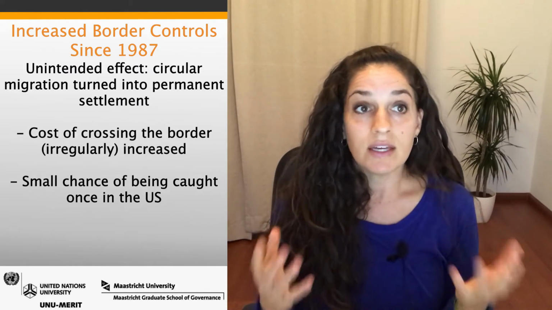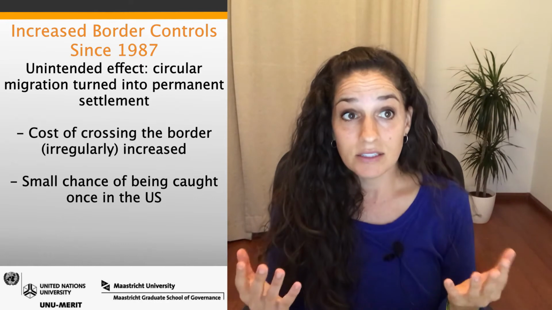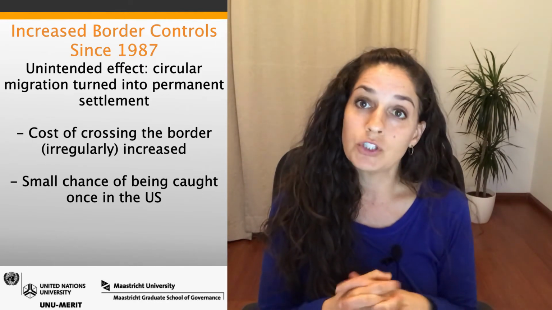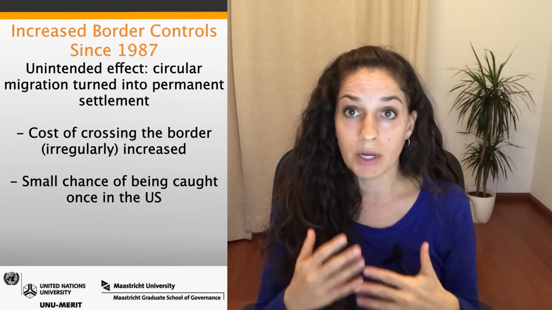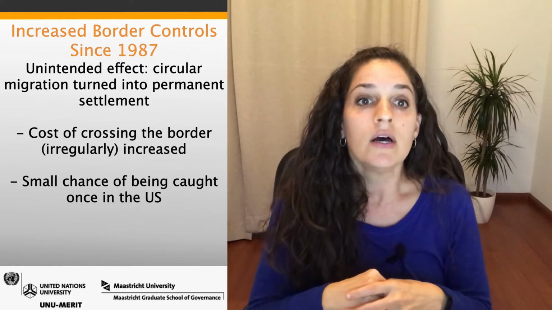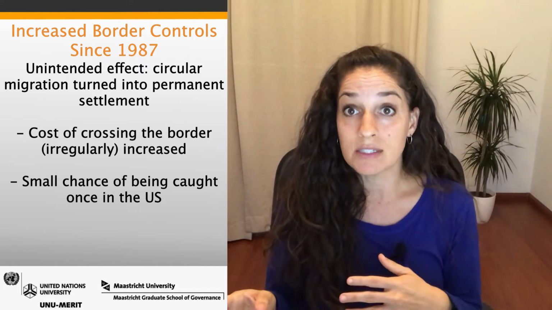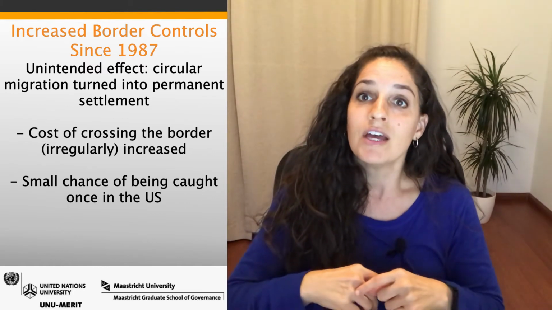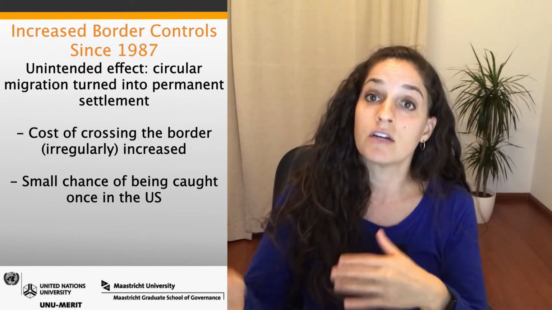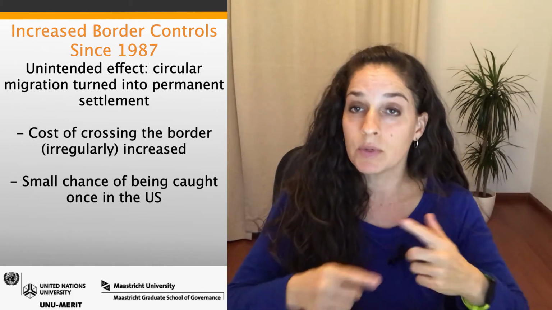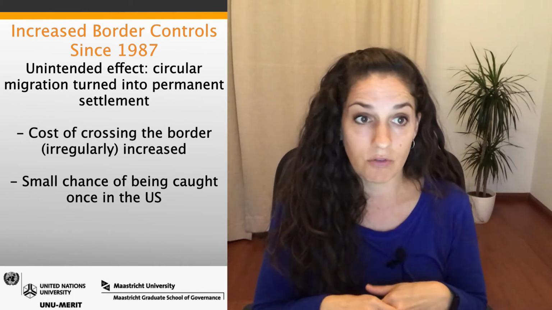Of course, this act, this IRCA Act, had an unintended consequence, though, of turning what was previously circular migration, so people coming back and forth between the US and Mexico, and really turned this into permanent settlement. Now, because it became more difficult to go back and forth, people just decided to stay instead of returning back to Mexico and coming back whenever their labor was needed, and often in a seasonal fashion.